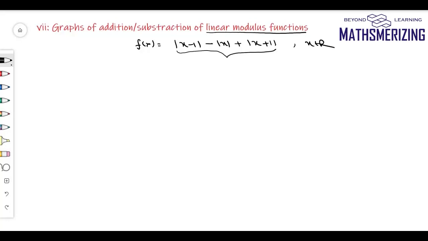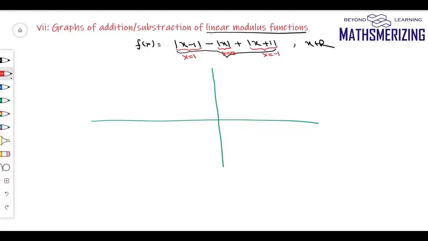So first I'll draw the axis. Now for mod of x minus 1, its definition changes at x equal to 1. The definition of mod x changes at x equal to 0. And the definition of mod x plus 1 changes at x equal to minus 1. So I'll mark these three points on the x-axis. So I'll mark minus 1, I'll mark 0, and I'll mark plus 1.